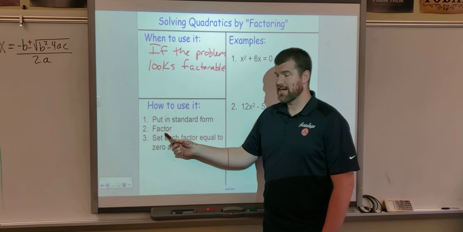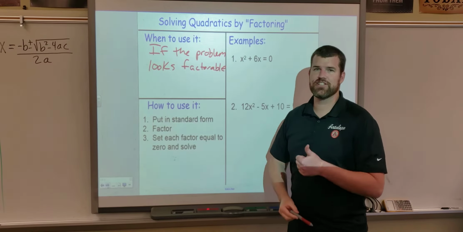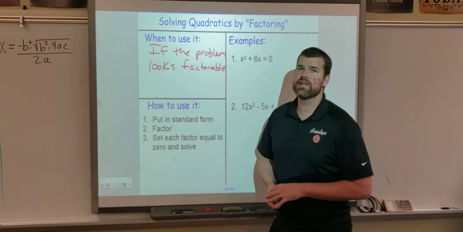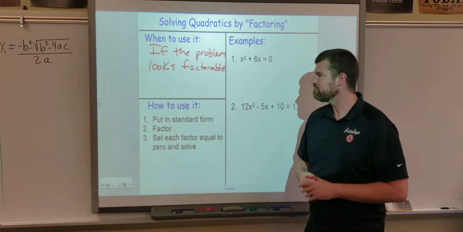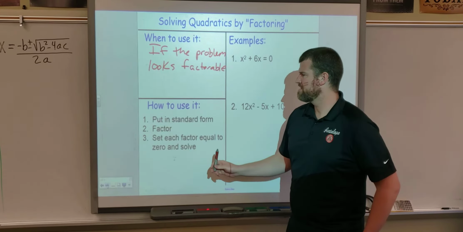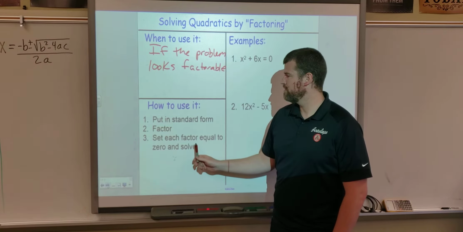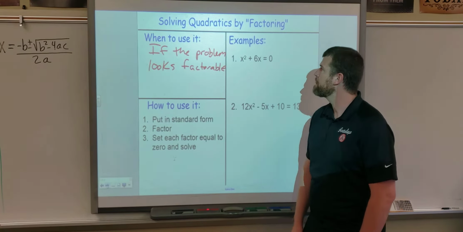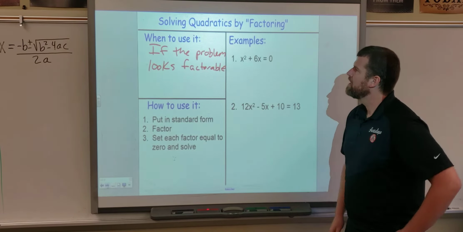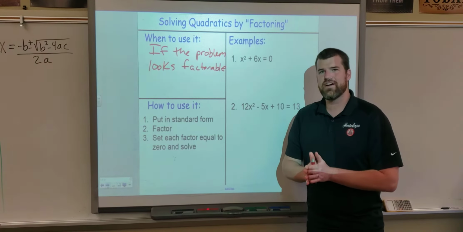Second step is to factor. So factoring, we can either take out the GCF or we can use the box to factor using the reverse area model. And then the third step is the zero product property, which is where we set each factor equal to 0 and solve.